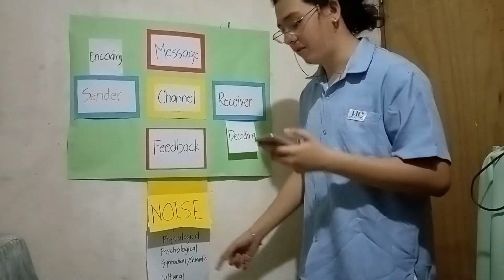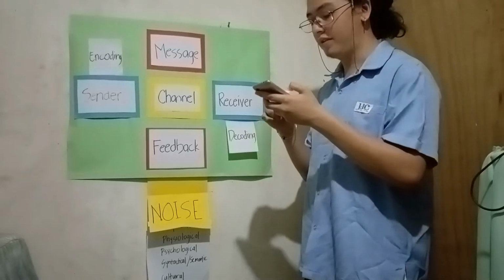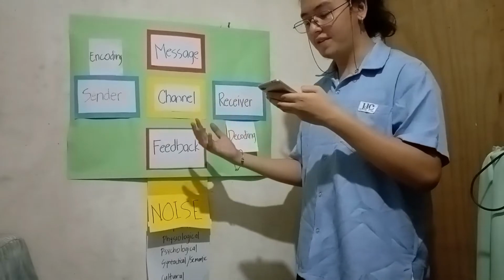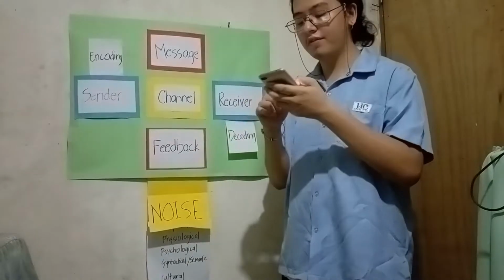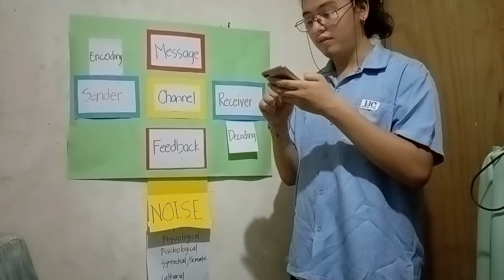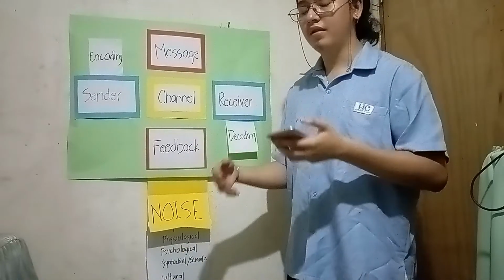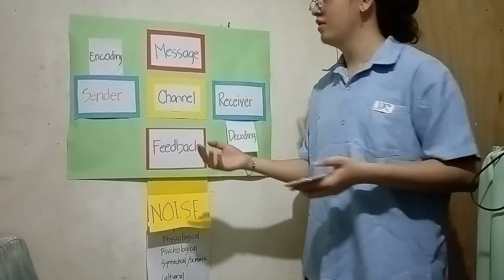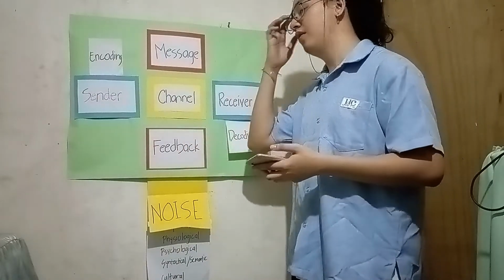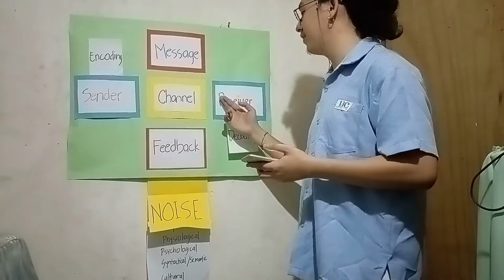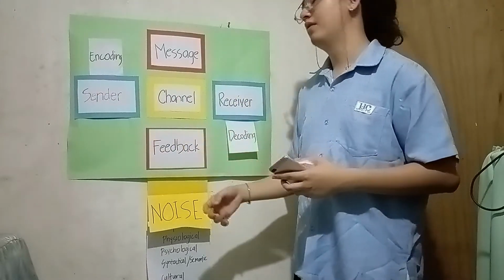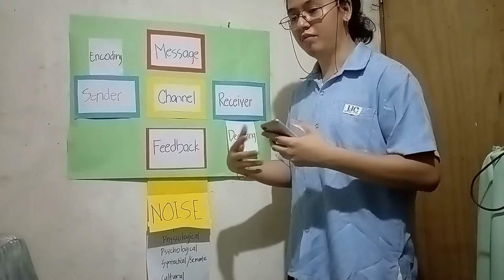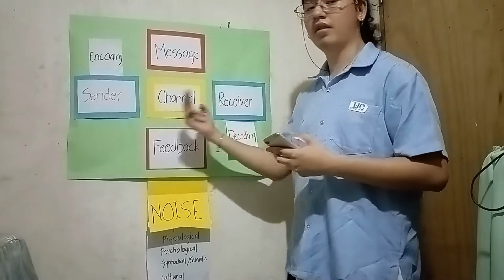Examples of psychological noise are beliefs, attitudes, behaviors, religious and ethnic crisis, and financial crisis. Meaning to say, if the sender and the receiver have two different beliefs, the communication process will be interrupted because they do not agree with each other.